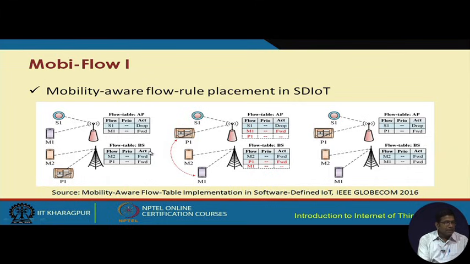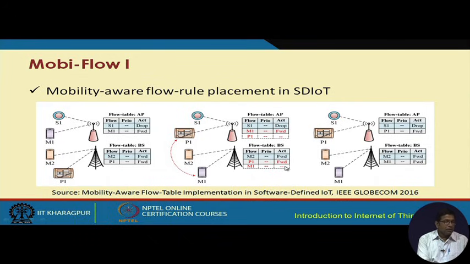Now, let us say that the nodes M1 and P1 have interchanged their positions. Let us assume a very simple scenario where M1 and P1 have interchanged their positions, and the current situation looks like this. So, essentially what should happen is we will have something like this. Another flow rule has to be added in the flow table corresponding to this particular access point and the base station in this particular manner.